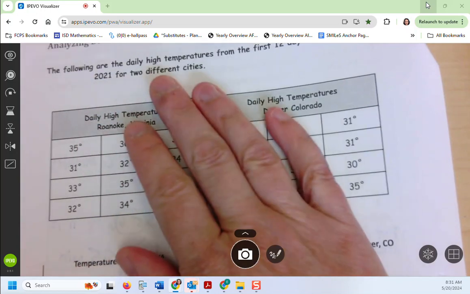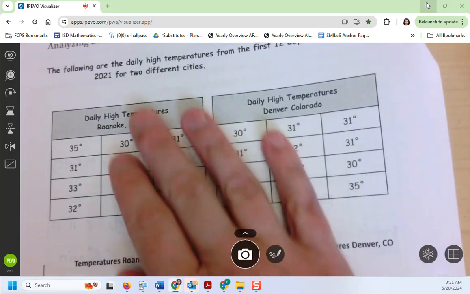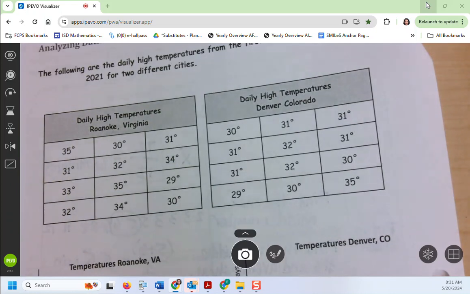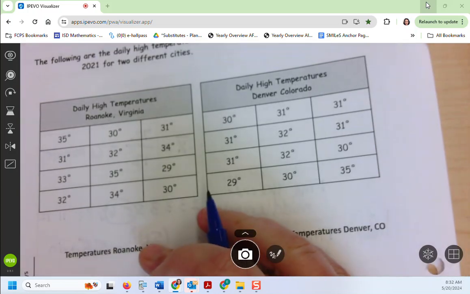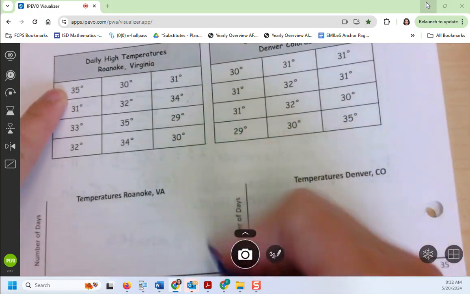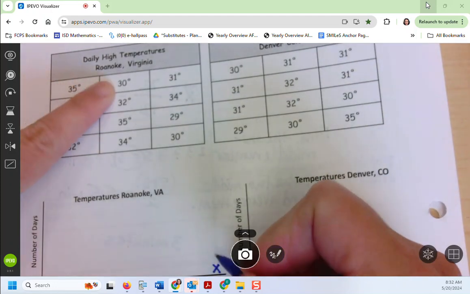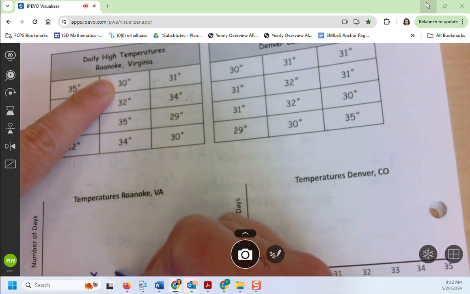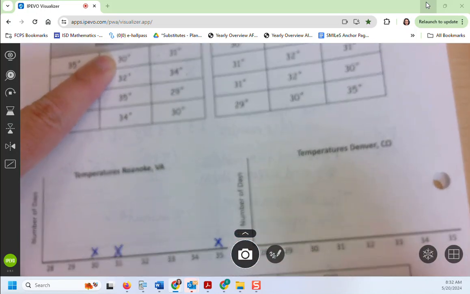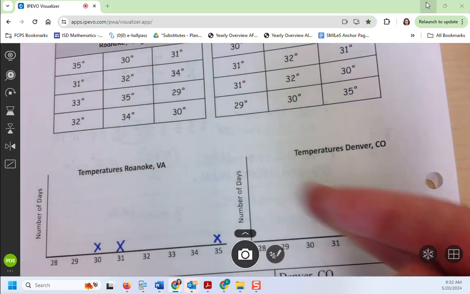Okay, the following are the daily high temperatures from the first 12 days of January for 2 different cities. So we have Roanoke and we have Denver. Which one is colder, Roanoke or Denver? They're both kind of cold, right? So we're going to plot the data points to see if that helps us understand which one might be colder. So this one's for Roanoke. You're just going to take a moment to plot these. 35, 30, 31. You get the idea, right? Okay, so go ahead and plot Roanoke here, Denver here.